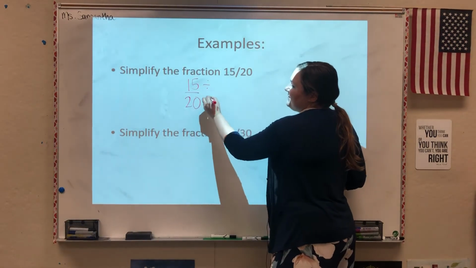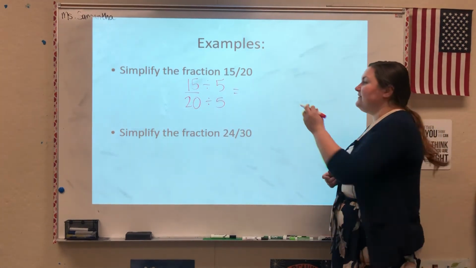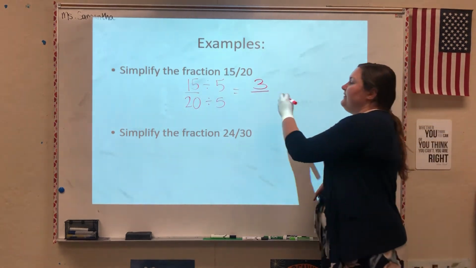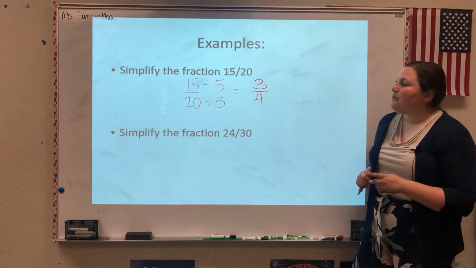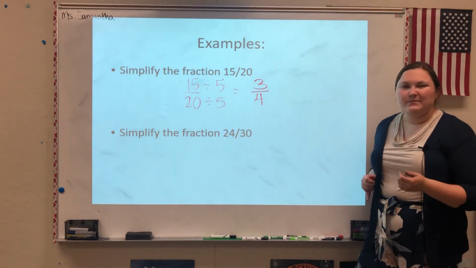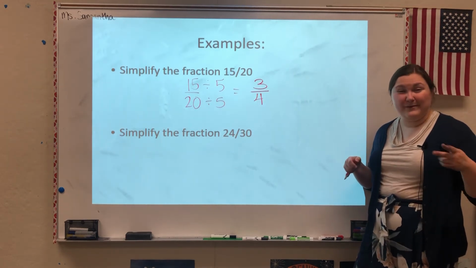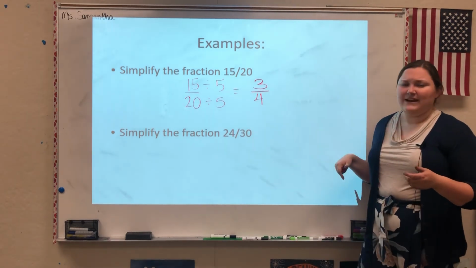When I do that, let me divide by 5 and see what I get. 15 divided by 5 is 3. 20 divided by 5 is 4. So we get 3/4. Now, one of the things students sometimes struggle with when it comes to simplifying fractions is, how do I know when I'm done? In that last problem, we divided by 2. Remember how I did it twice? How do I know if I can keep dividing or not?